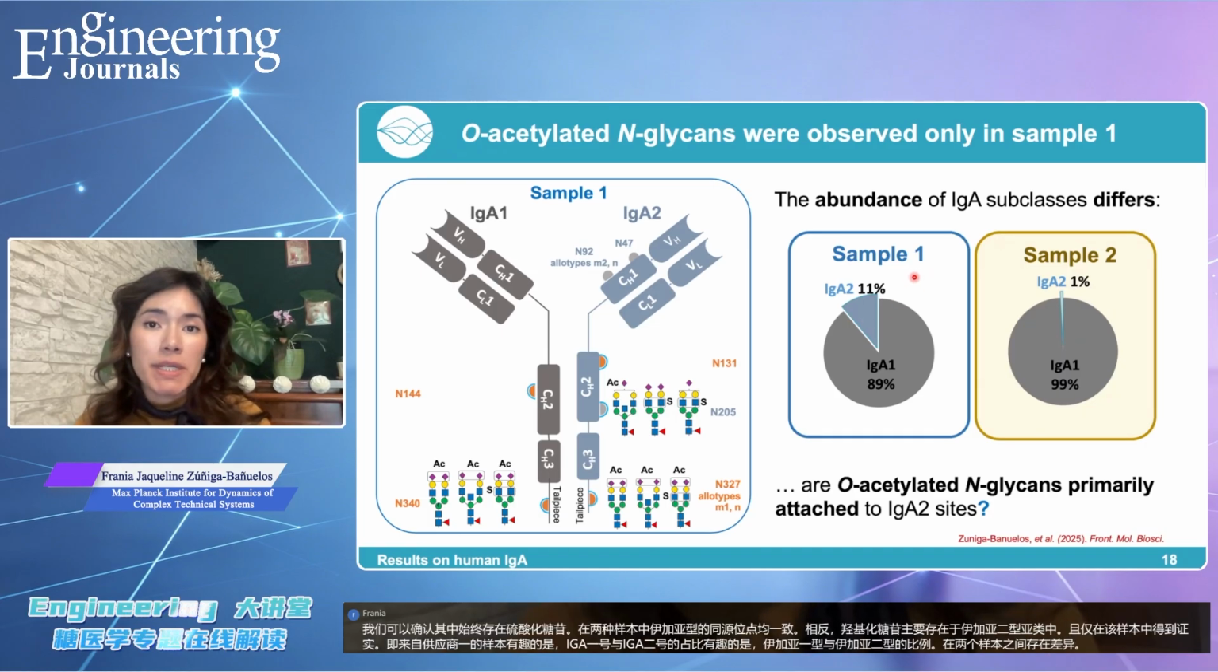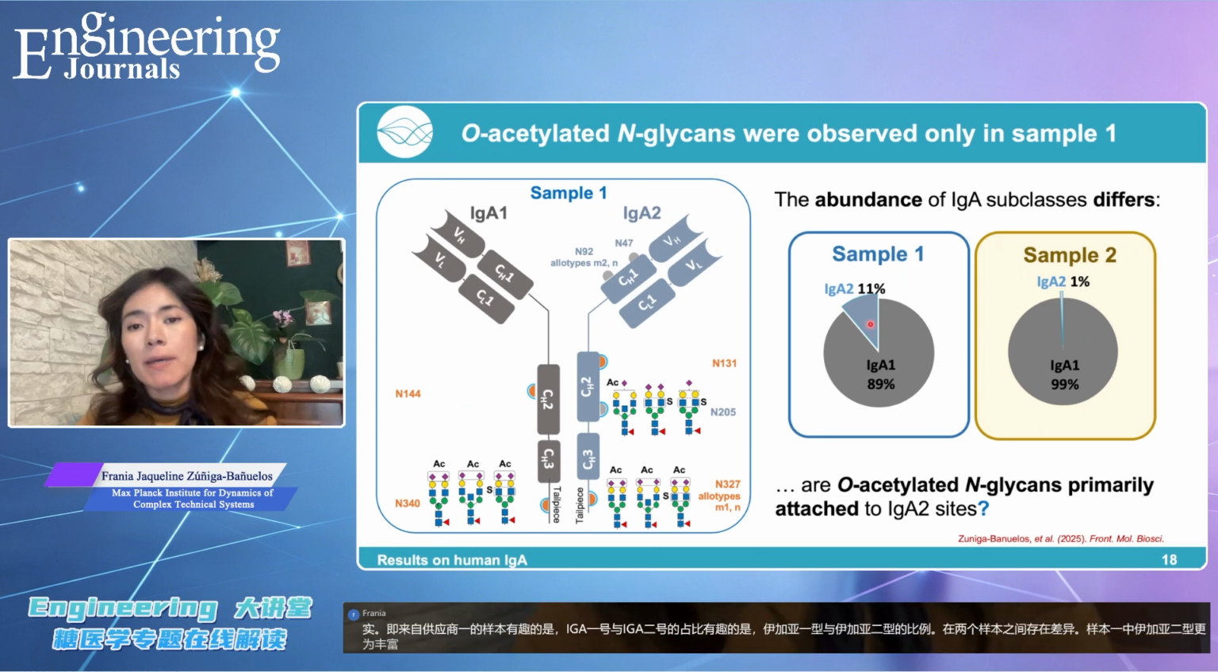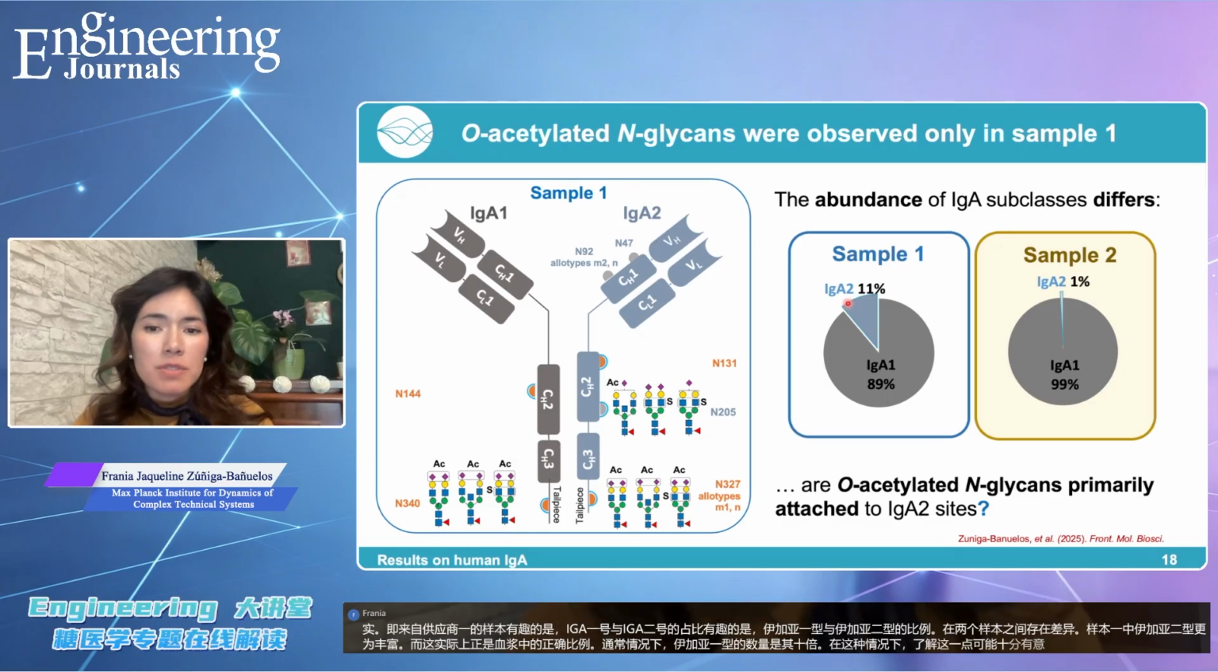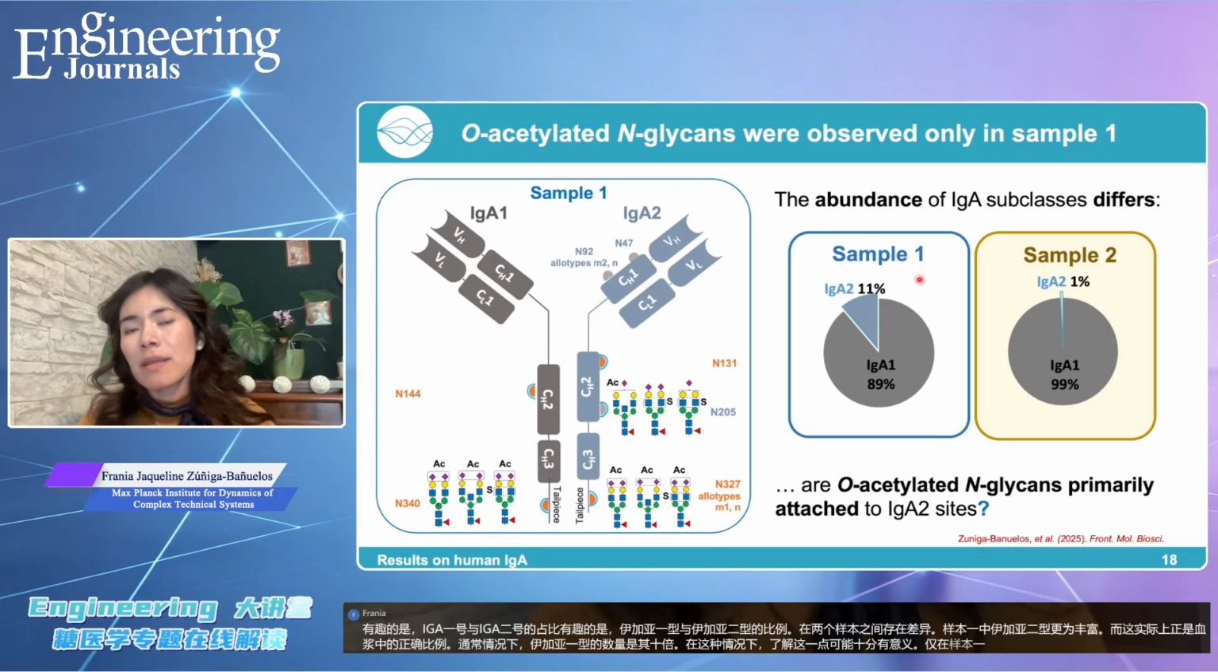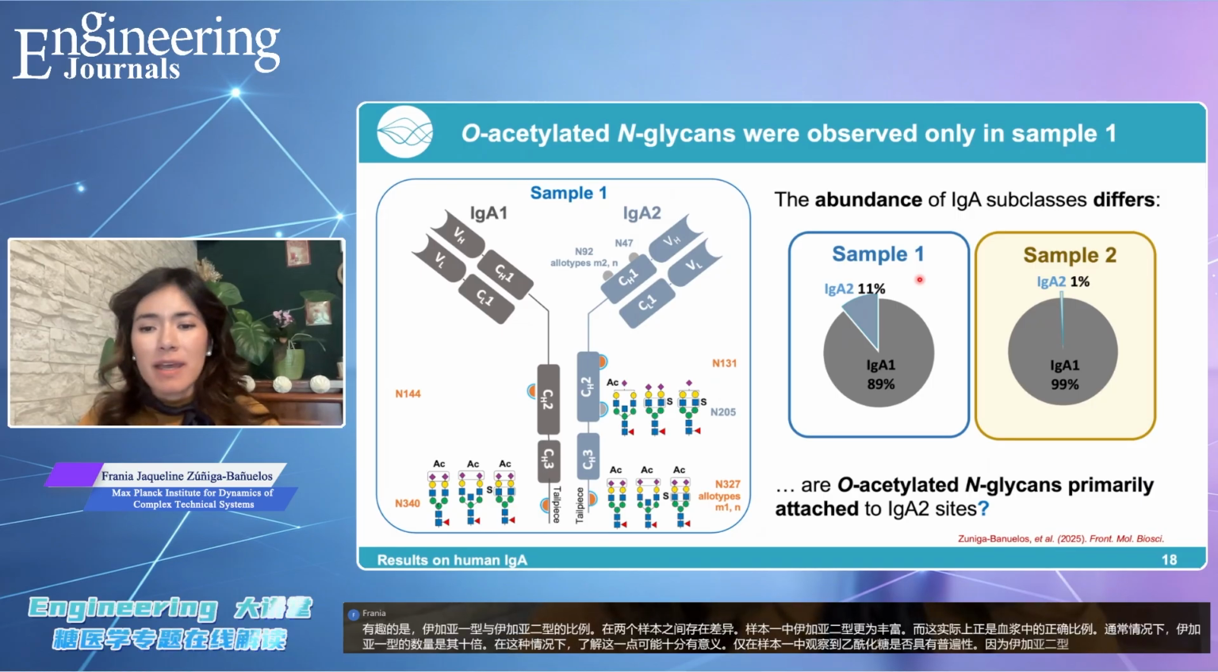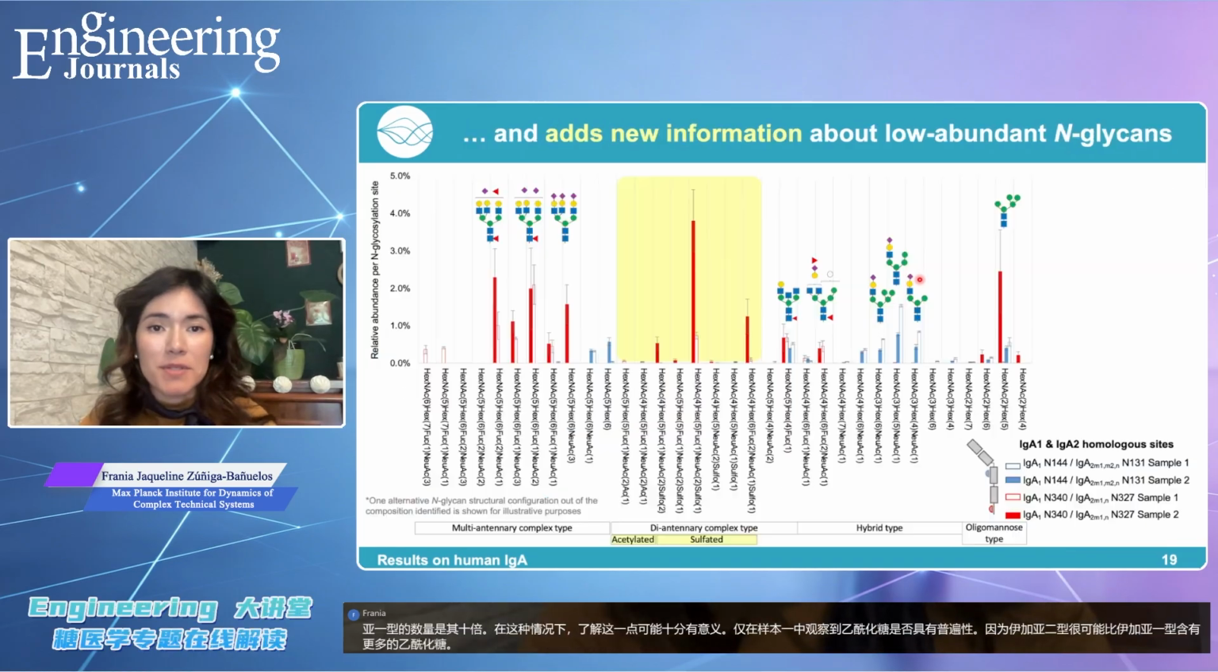Sample 1 was richer in IgA2, which is actually not the correct ratio in blood plasma. Normally, there is 10 times more IgA1 than IgA2. And in this case, it could be interesting to know whether this observation of O-acetylated glycan only in sample 1 would be explained because IgA2 probably is richer in O-acetylated glycans than IgA1. This is a question that needs further research.